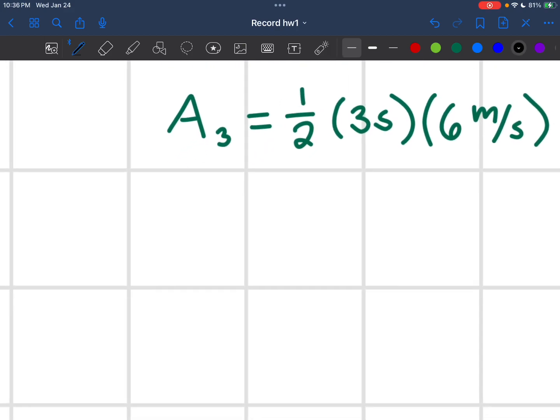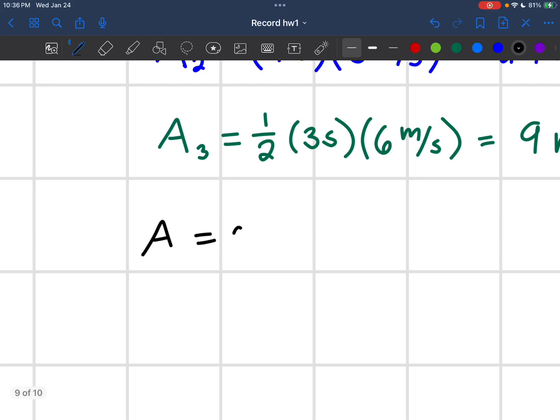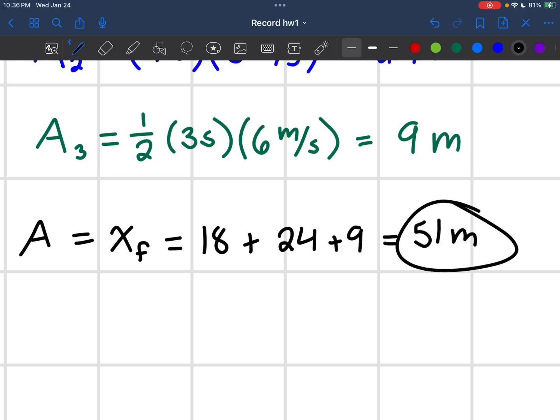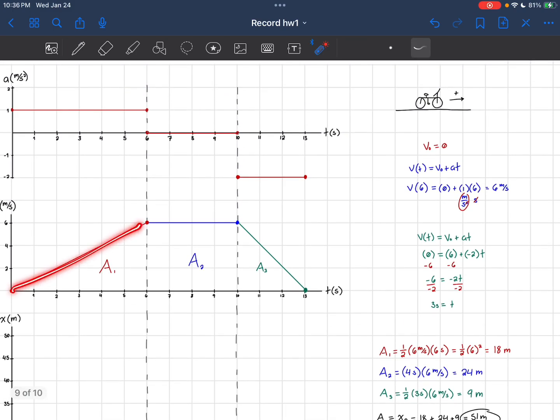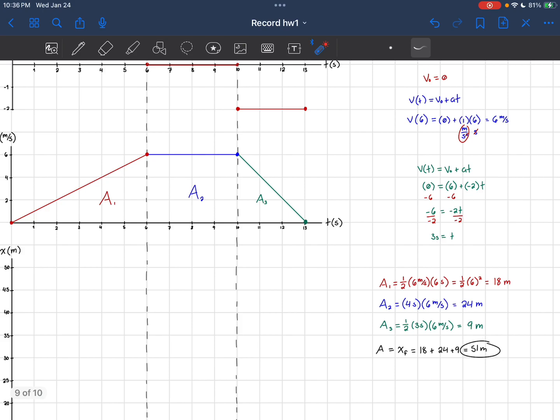Right, so that means that my total area, or my total distance traveled, right? Total distance traveled after all of my time riding my bike, call that x final for this one, is my first area plus my second area plus my third area, which is 51 meters. So during this whole stretch of time of speeding up, going at a constant speed, and then slowing back down again, I traveled 51 meters in total.